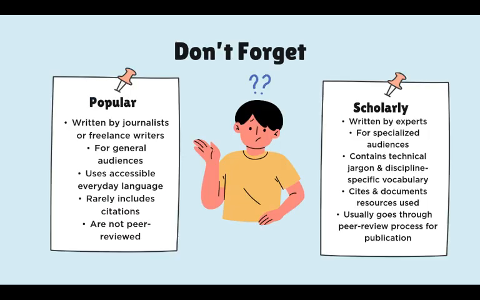In short, popular sources are written by journalists or freelance writers, typically for general audiences, use accessible everyday language, rarely include citations, and are not usually peer-reviewed. Whereas scholarly sources are written by experts, such as professors or researchers, written with a specific audience in mind, will contain technical jargon and discipline-specific vocabulary, cite and document resources used, and usually have gone through a peer-reviewing process.